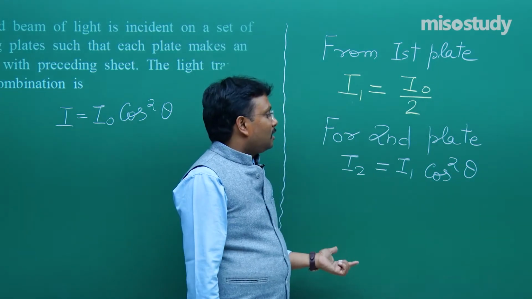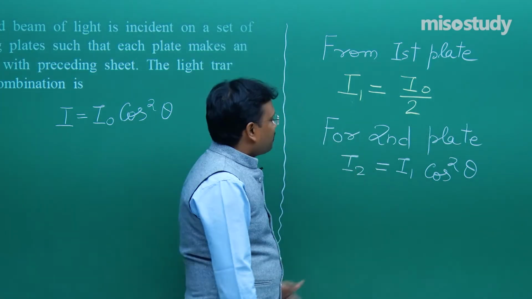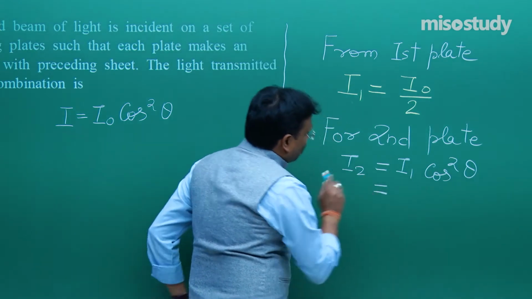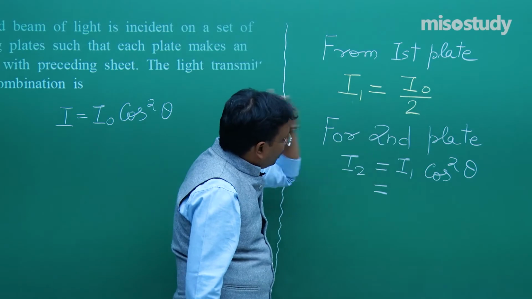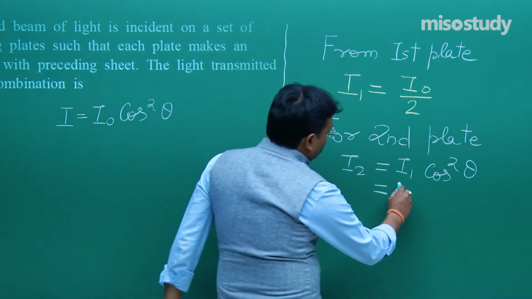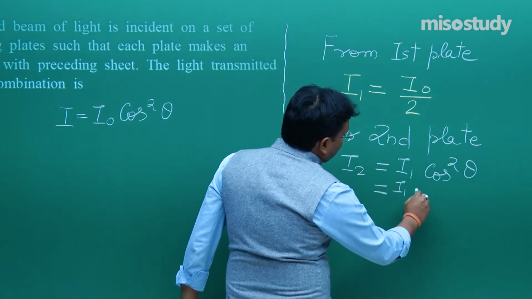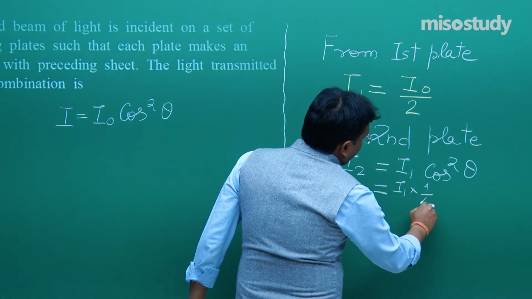Fine. I think I should write down all these steps. Okay. What I will do? I will use the value of I1 from here. Fine. So first if I am writing like this, then I can say 1 by 4.